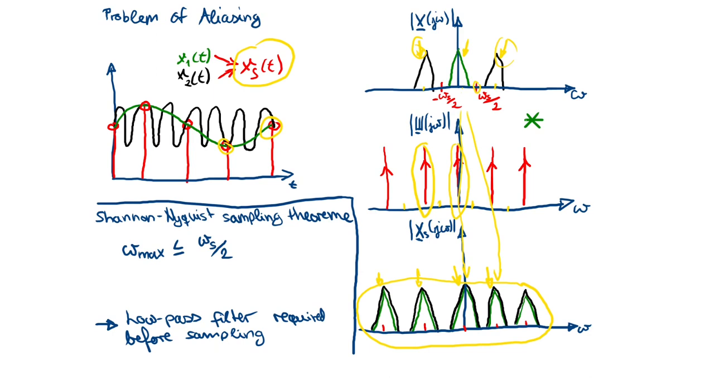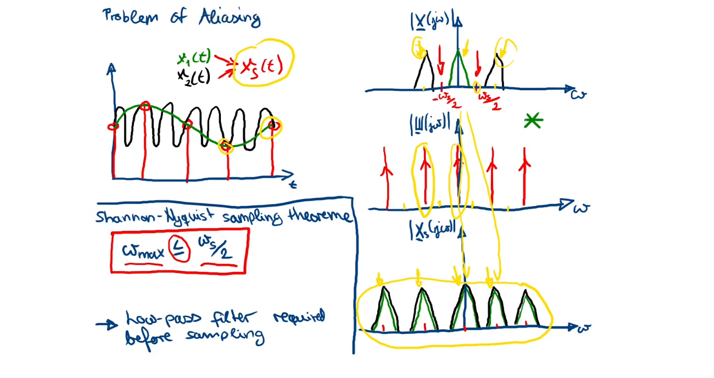The Shannon-Nyquist sampling theorem says that the maximum frequency which is allowed to be contained in the original signal must be less or equal than half of the sampling frequency. So the maximum frequency in the signal must be less or equal than half of the sampling frequency. And now we see why these points are so important, because we see that the black signal here violates the Shannon-Nyquist sampling theorem. The effect which is caused by violating it is called aliasing.